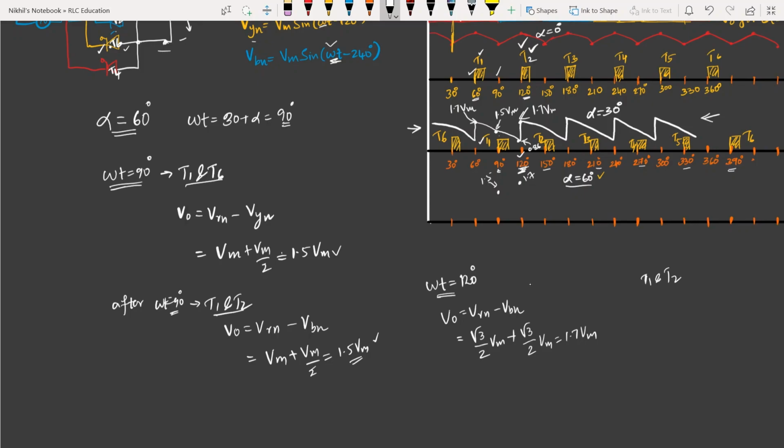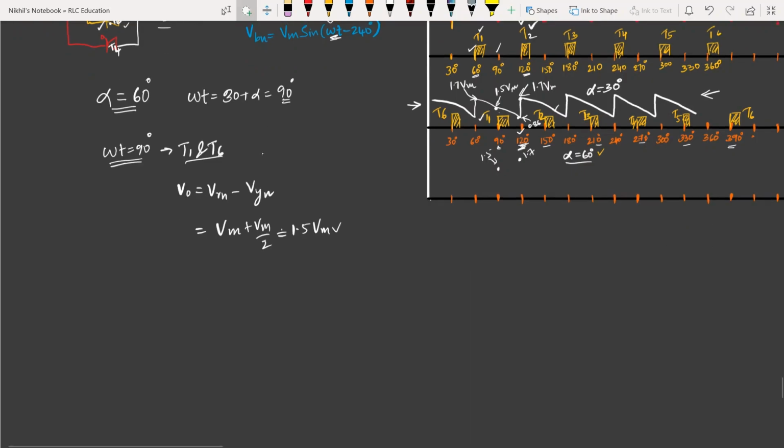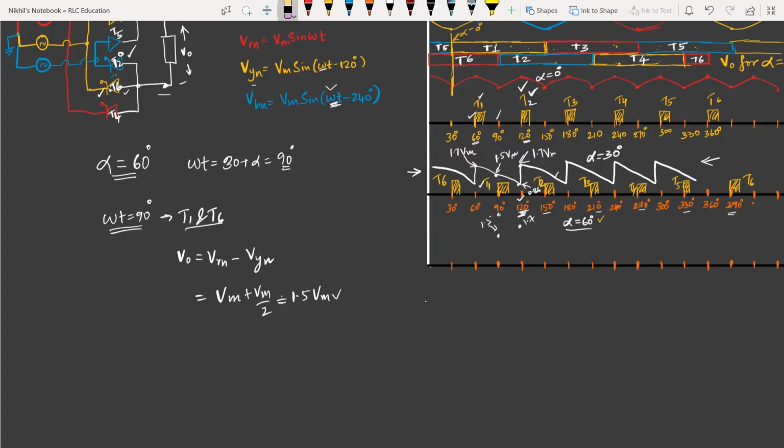But that means if this is 150 degrees, before 150 degrees T1 and T2 are conducting. After 150 degrees, at 150 degrees who is triggered? So in this converters topic, you should be clear with one thing, that is the Thyristor's conduction angle. Thyristor on time, T on, will always be 120 degrees once they are switched on.